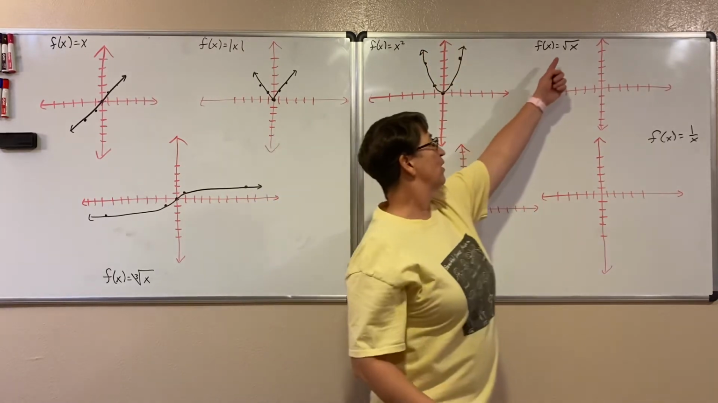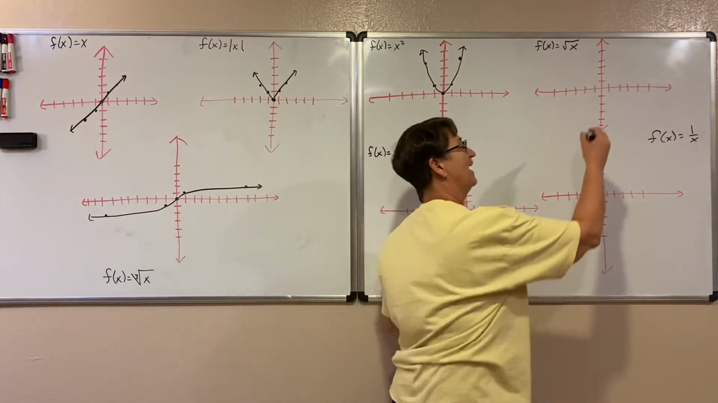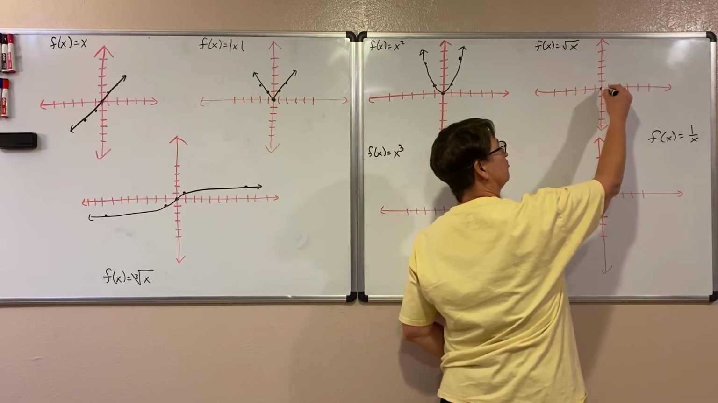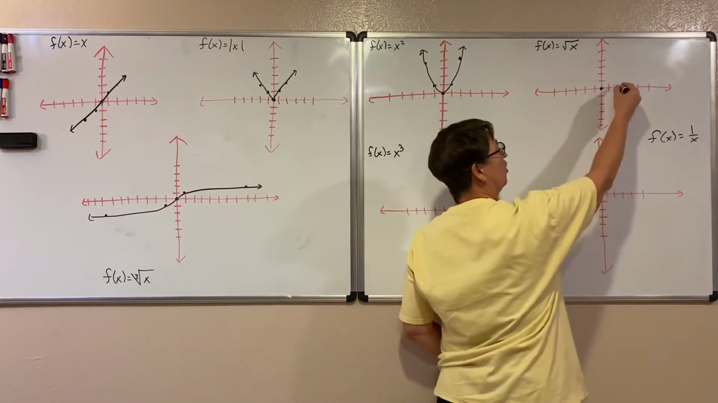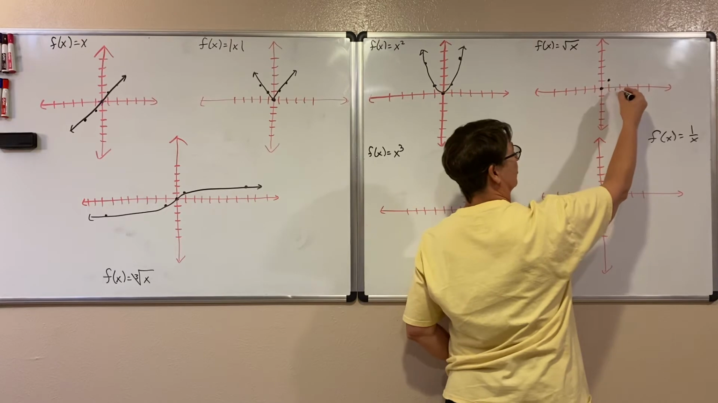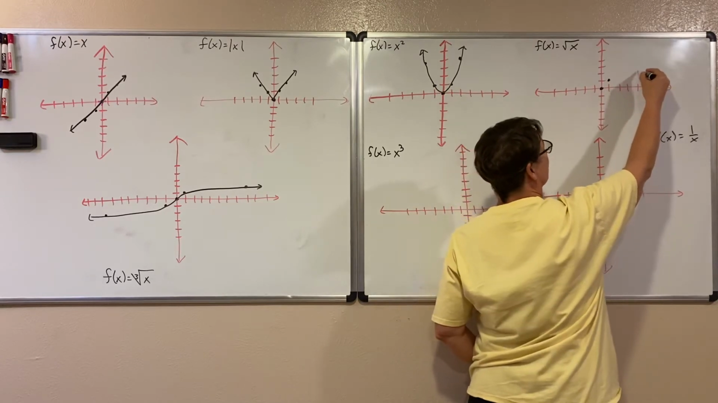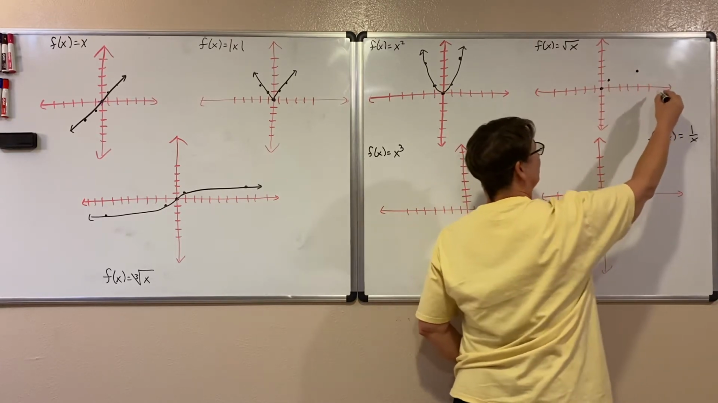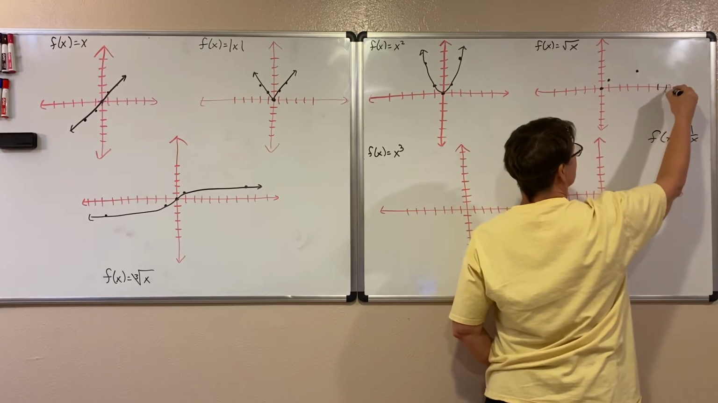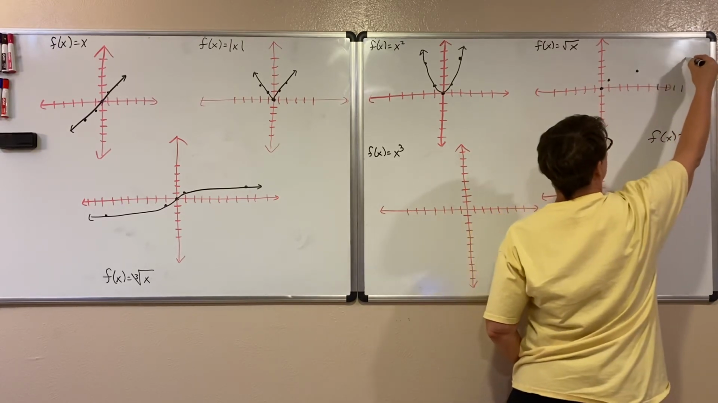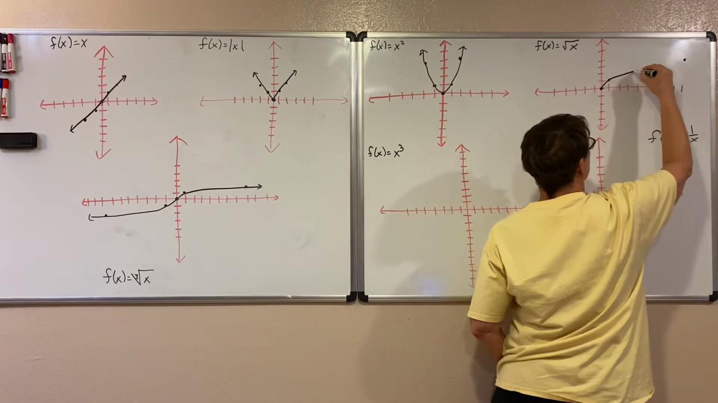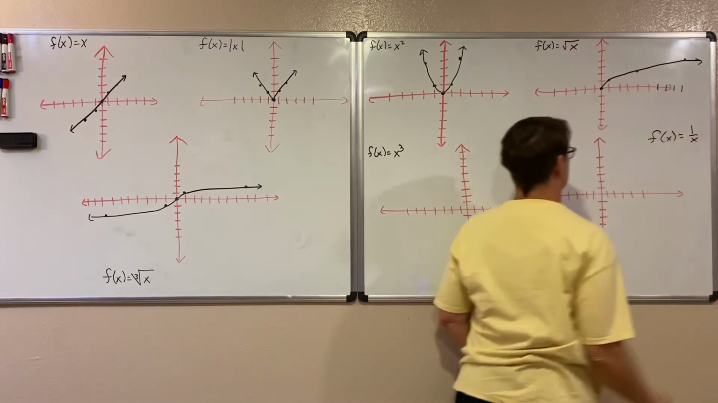This one is my square root function. Remember, its domain was restricted. So the square root of 0 is 0, 1 is a perfect square, the square root of 1 is 1, the square root of 4 is 2, and the square root of 9 is 3. So my square root function looks like this.